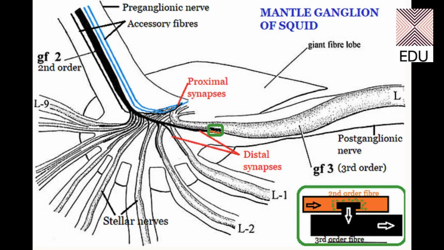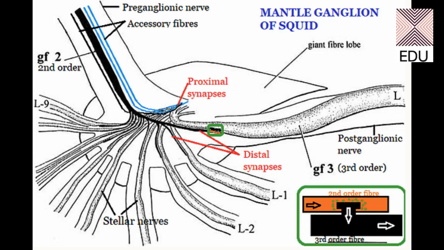So the distal synapses, they are the actual connections. Now here if you see a very small green box made in the very center of the diagram, this is the actual connection. This is a distal synapse in between the GF2 and GF3. Now here on the below right corner, I have given you a green box in which there is a connection shown in between the second order fiber and the third order fiber.